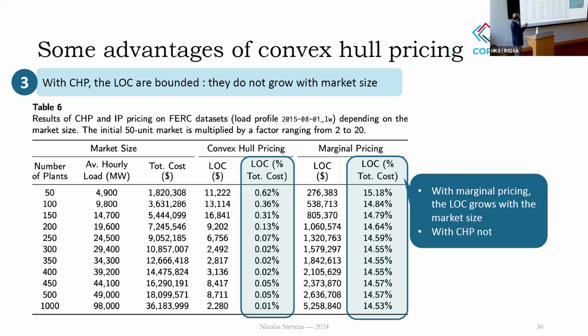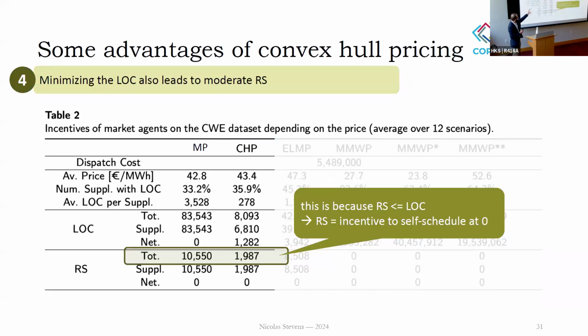So you can guarantee that these lost opportunity costs are bounded, and so the relative magnitude goes to zero as the market size increases. While the same thing does not hold for other pricing approaches, in particular for marginal pricing, where you see that whatever the market size, the relative importance of this LOC remains the same for all the different market sizes. Right? So this second approach, which tries to be as incentive compatible as possible, improves the incentive of the market participants, the distribution of it, and also it guarantees that this remains bounded and goes to zero when the market size grows. Right?